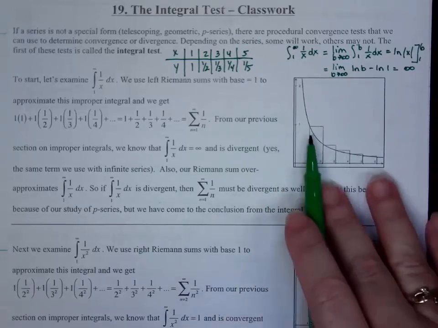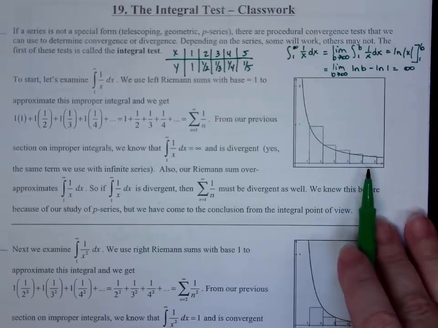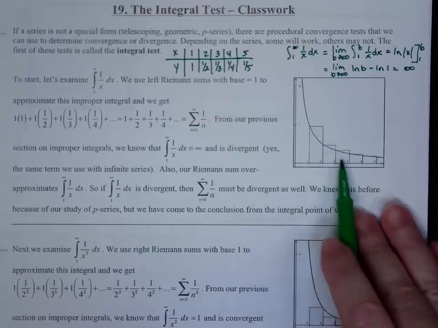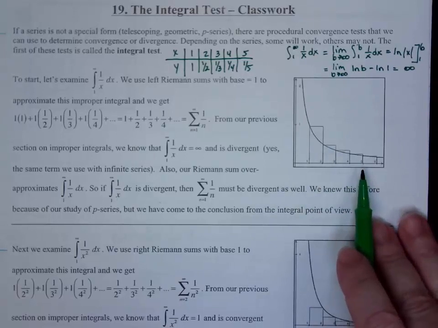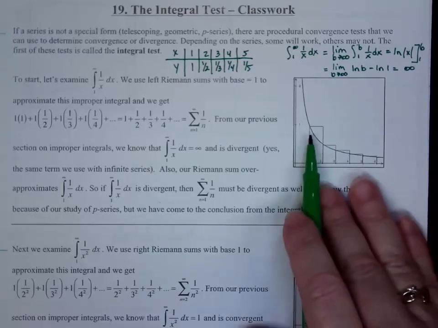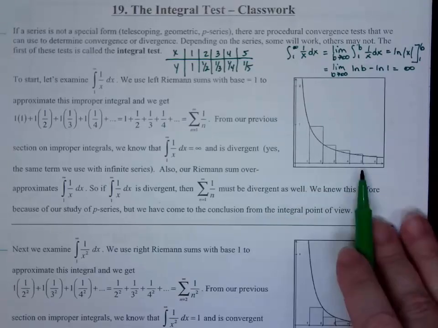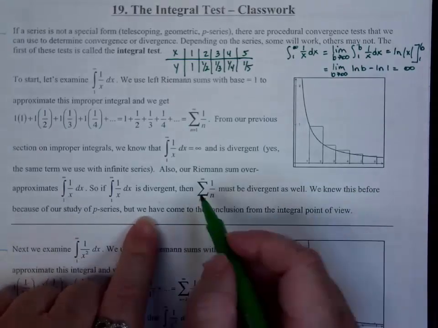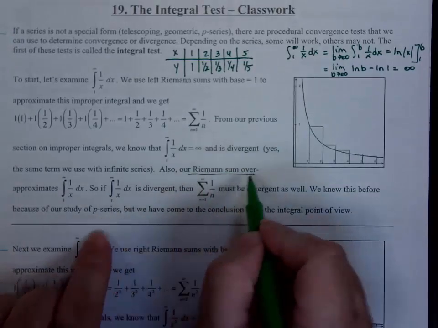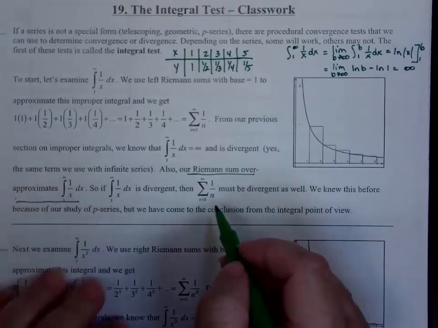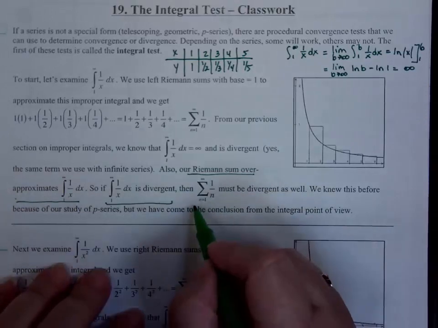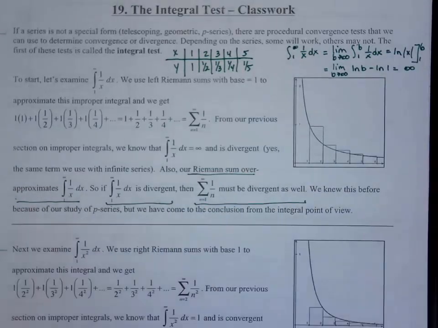The Riemann sum that we did, which is the same numbers added together, is an overestimate because the rectangles are sticking out above the curve because the curve is decreasing. So if the Riemann sum diverges and it's actually too big, then the series is also going to diverge. Our Riemann sum over approximates the integral. So if the integral is divergent, then the series must be divergent as well.